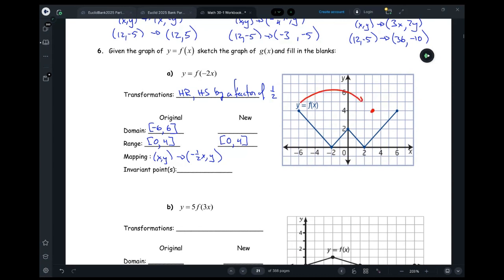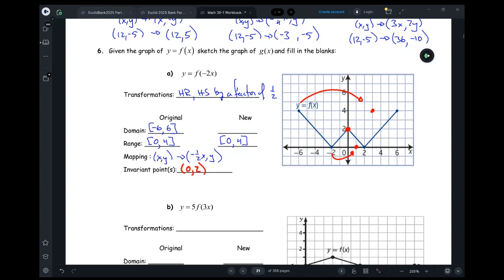So this point jumps to there. (-2, 0), that first x-intercept, when I multiply that by -1/2 becomes (1, 0). So that point jumps to there. The point (0, 2), well, when I multiply 0 by -1/2, nothing changes. So that point right there stays invariant. That's the point (0, 2), and it's going to stay invariant.